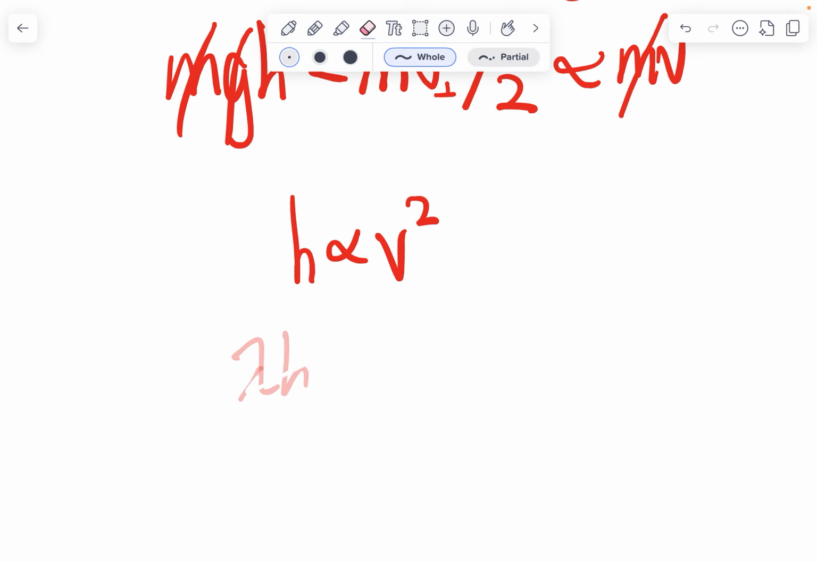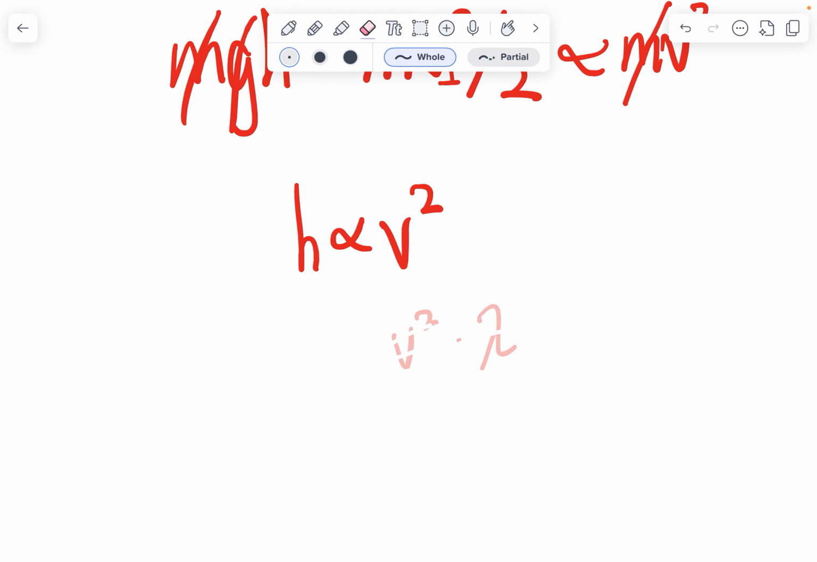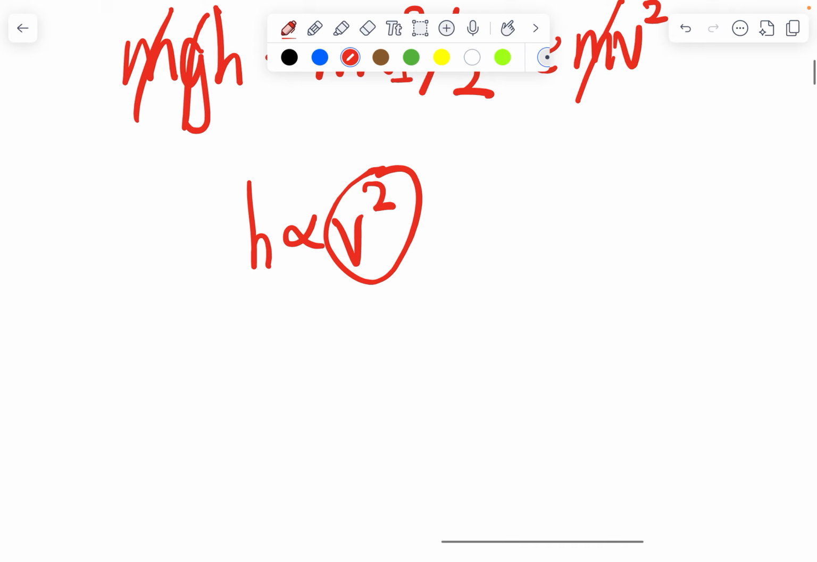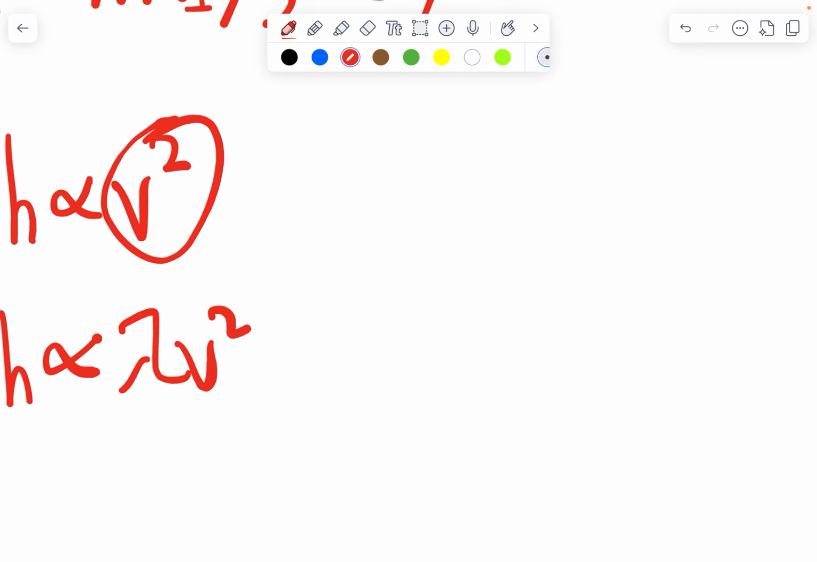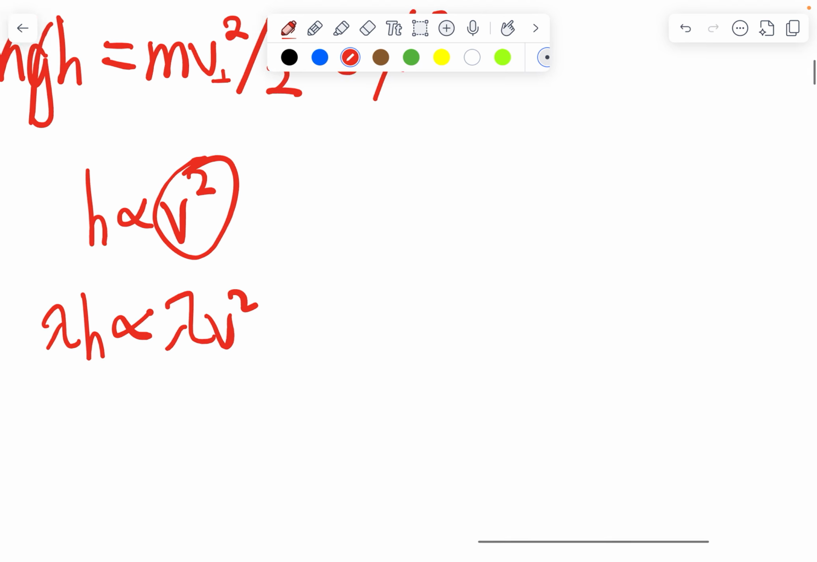if h is scaled by lambda, then v squared is also scaled by lambda. So the initial is v squared, right? And then the final is going to be, since the height is scaled by lambda, lambda v squared, okay?